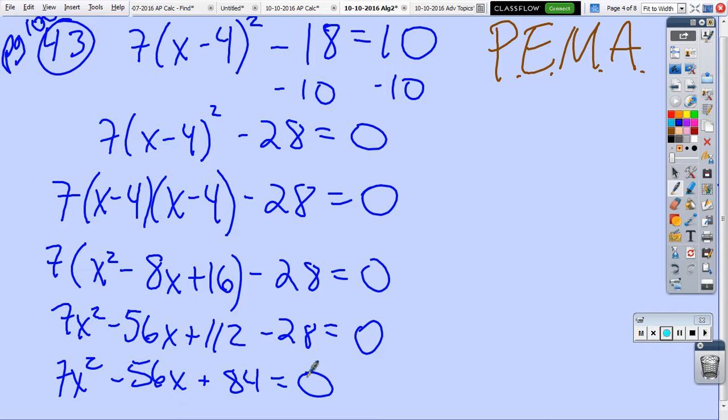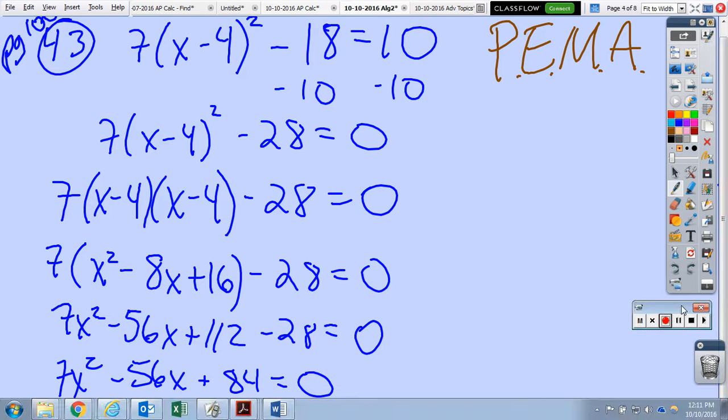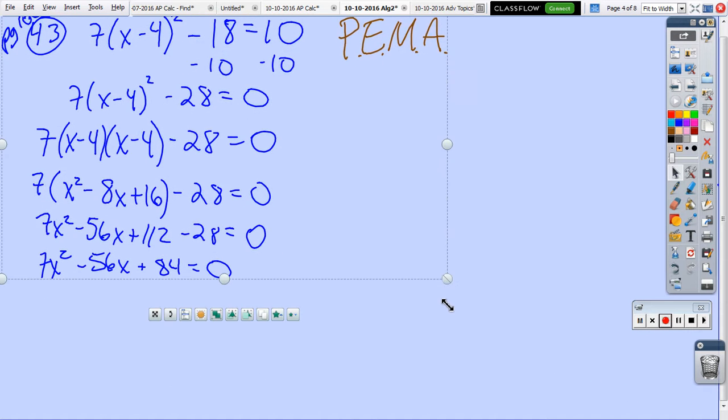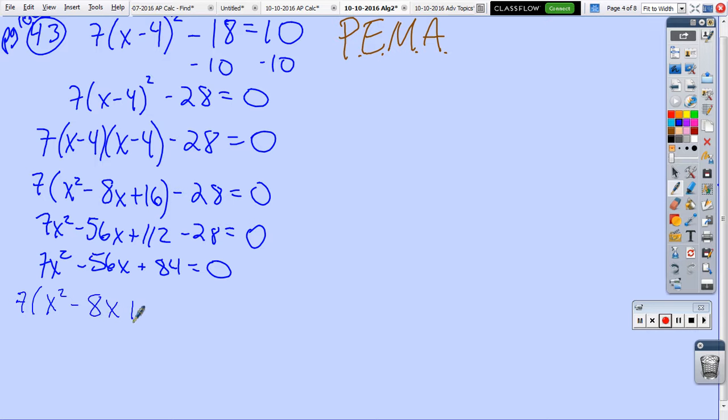Now you're going to notice that we could factor out a 7. The reason is because this was a multiple of 7, but you may have not noticed that. I'm definitely going to do it. It'll make it more simple. So let's just do it this way. Everything will move together. We got lucky. All right, so I'm going to factor out that 7. I'm going to get x squared minus 8x plus 12 equals 0.